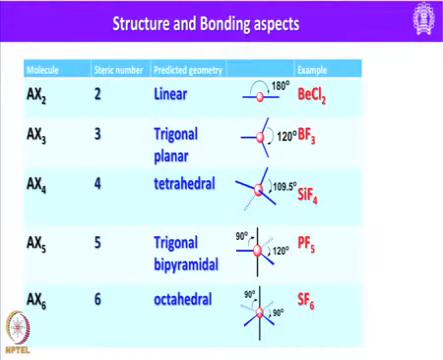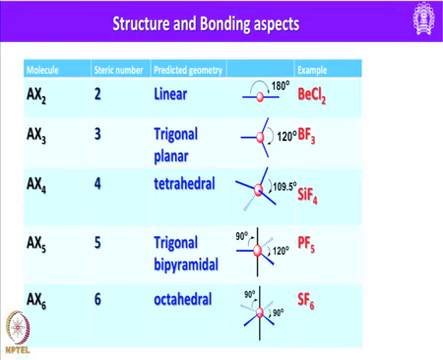For example, if you look into a molecule having composition AX2, where steric number is 2, it is essentially linear and the angle is 180, and the example is BeCl2. And if the molecule is AX3, we have steric number 3, and the predicted geometry for this one is trigonal planar, something like this. I had shown you earlier, the angles are 120 degrees, and the example I have given here is BF3.